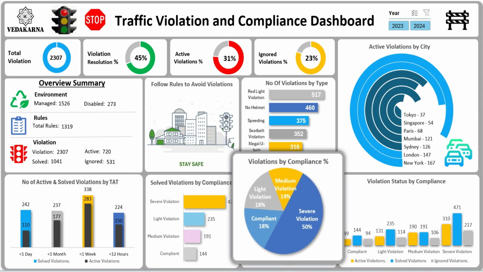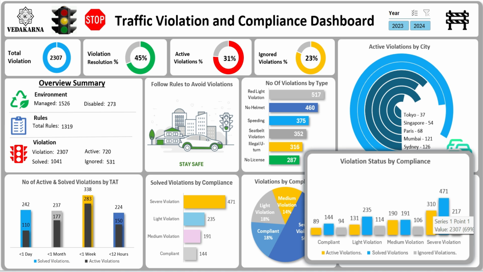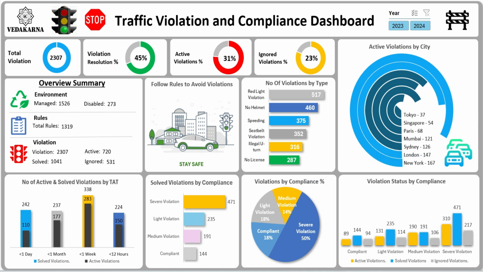Next, violations by compliance percent breaks down the share of severe, medium, light, and compliant cases. Finally, violation status by compliance analyzes how different violation categories are managed over time. That's a quick overview. Now, let's dive into the step-by-step process of creating this dashboard in Excel.